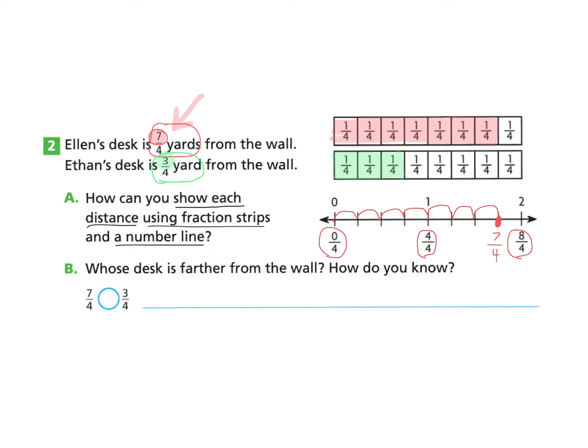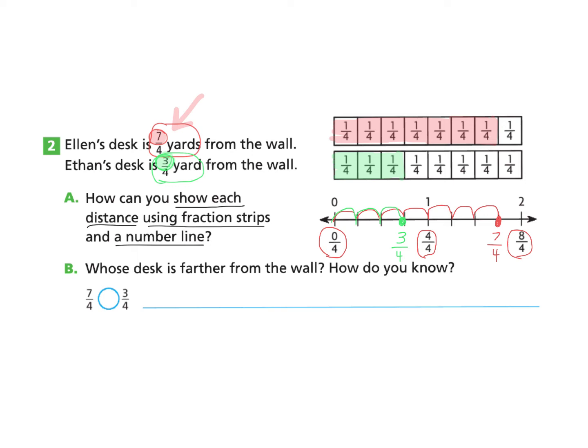Now we're going to do the same thing for Ethan's. His was 3/4. So we're going to count 1, 2, 3. We're going to put a dot right here for the 3/4. Now we have shown the fraction strips and the number line for both Ellen and Ethan. Let's take a look at part B.